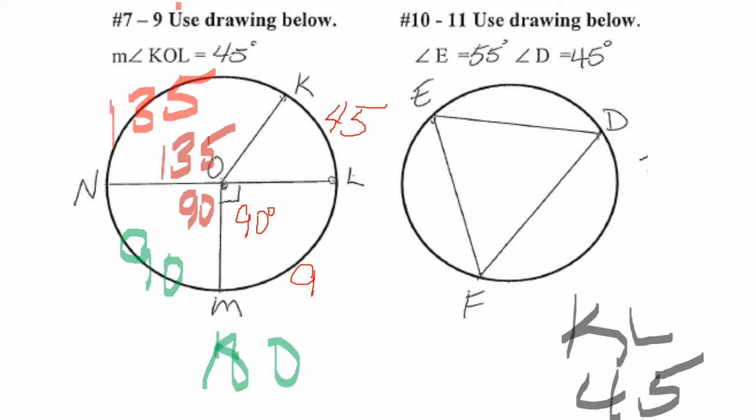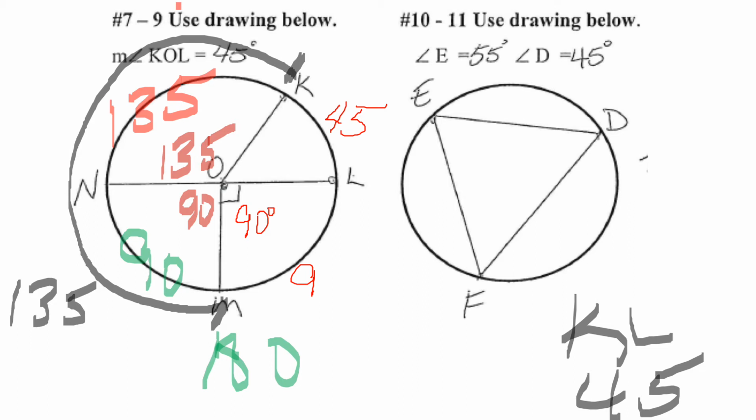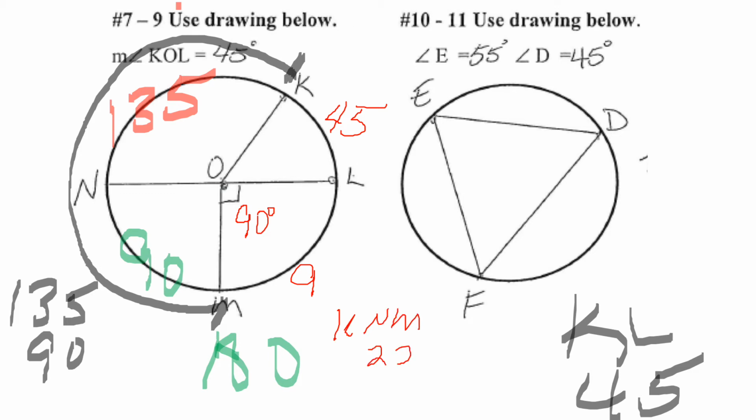And KNM. K through N all the way around to M. KNM, the arc, that big arc. Just add up whatever's inside of there. I got 135 and I got a 90. I am not looking at the angles. I'm just looking at the arcs inside. This is one big arc, so I'm just putting those two arcs together. So that's 225. KNM 225.